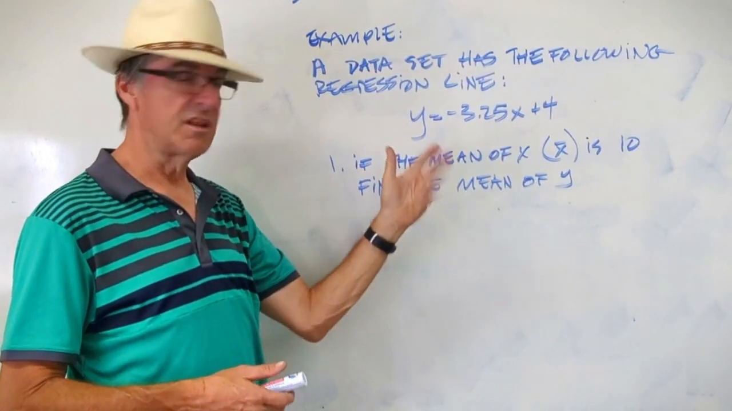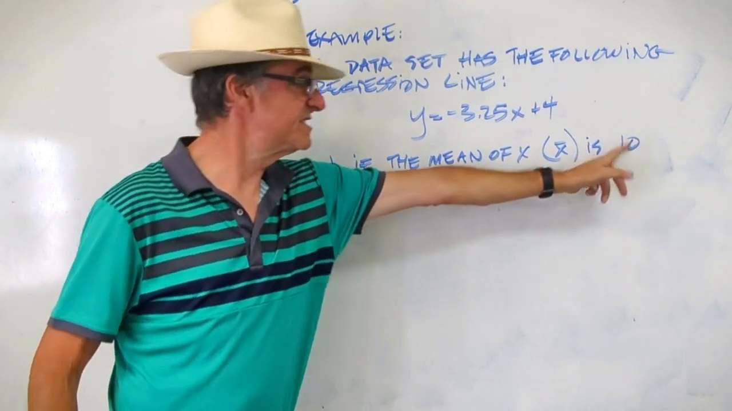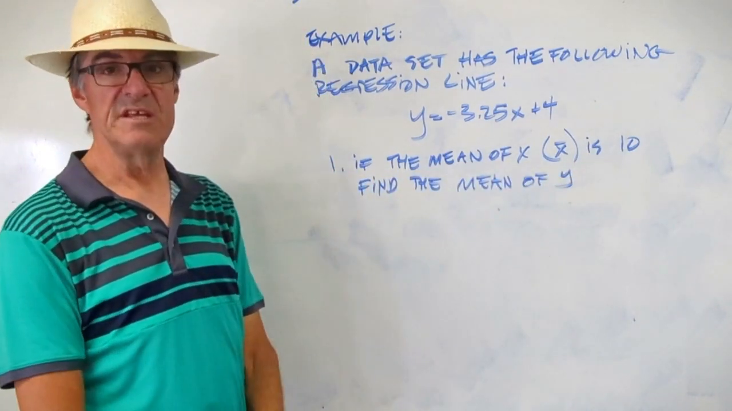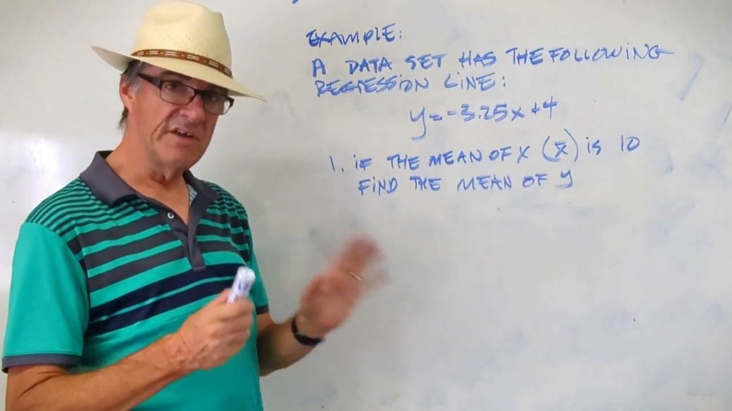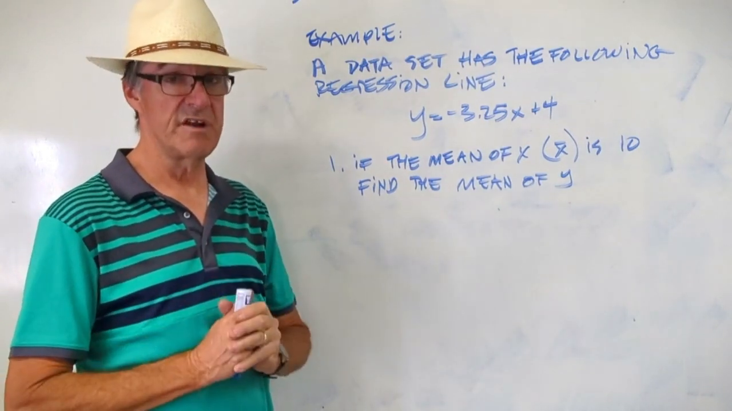So there's our regression line. If the mean of x, which is x bar, is 10, find the mean of y. So I want you to pause the video and think about that. If you figure out how to do it, it's pretty quick and straightforward.